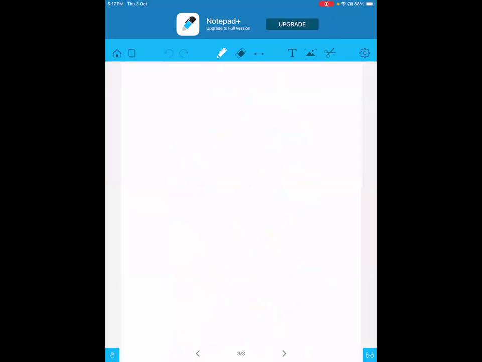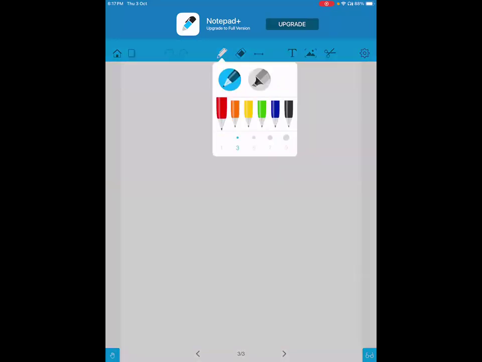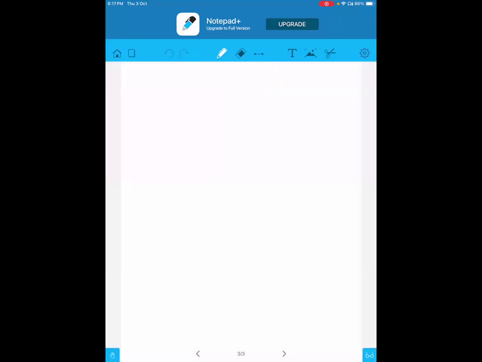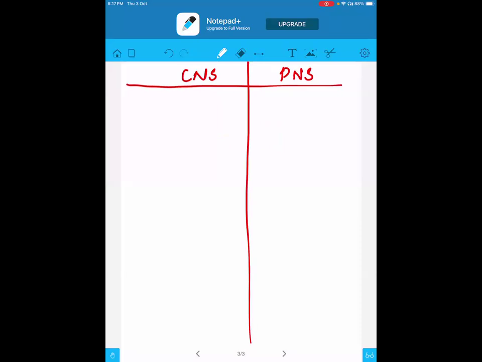Okay. Now, starting with the central nervous system and the peripheral nervous system, we will look into the differences, because most years they ask about the differences to write. So what are the differences between the central nervous system and the peripheral nervous system? Starting with the first thing, the definition.